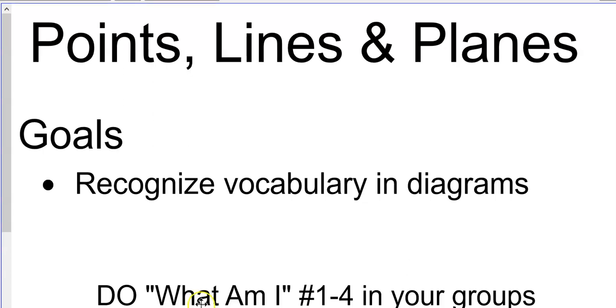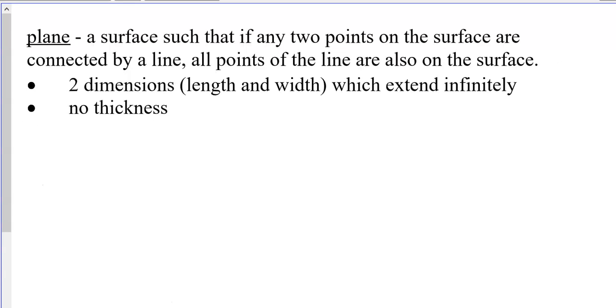We're going to pick up after what you just did in class with your breakout rooms or in your groups. What Am I? Problems number 1 through 4. We're going to continue on with points, lines, and planes. All right, so let's take a look here at our first example. And again, this is after the What Am I.